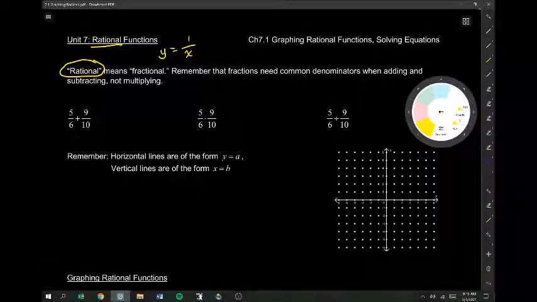having the various functions that we'll talk about. But first, let's just review a couple things about fractions really quick. Remember that fractions need common denominators when adding and subtracting.